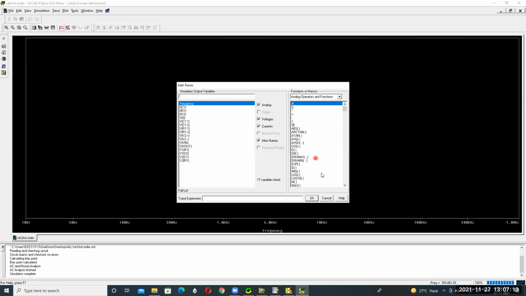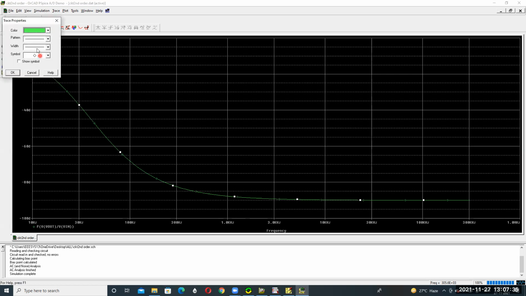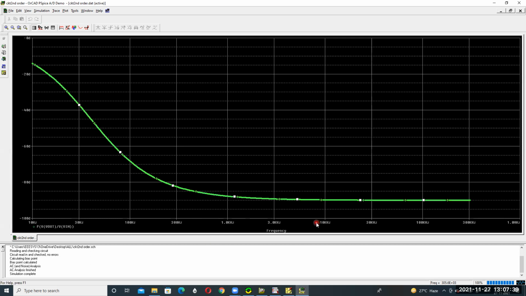from this select P, that is the phase plot, P of V output by V input. Then you will get this phase plot. Here 0 degrees, minus 20 degrees, minus 40 degrees for this phase plot, degrees versus frequency: minus 20, minus 40, minus 60, minus 80 degrees.